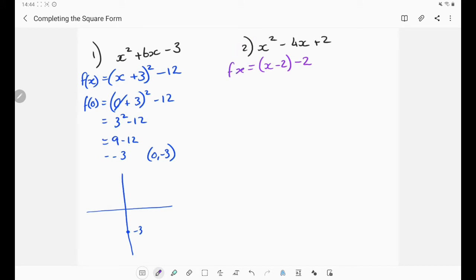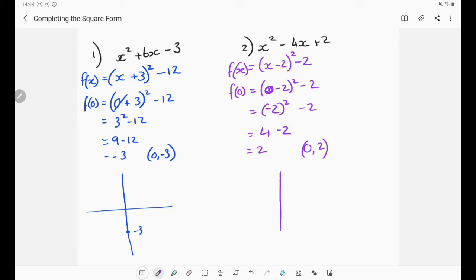Again, f of x equals x minus 2 all squared minus 2. But to get the y-intercept, we are going to make that f of 0. So we've got 0 take away 2 all squared minus 2. A negative times a negative will give you positive 4. Take away 2, and the y-intercept is going to be at 0, 2. If I was drawing a sketch of this, I would mark my 2 on the sketch.